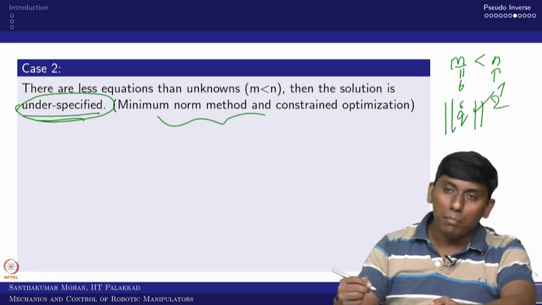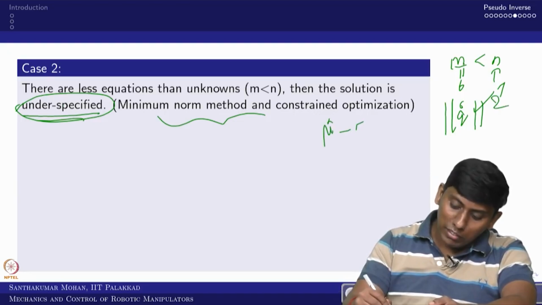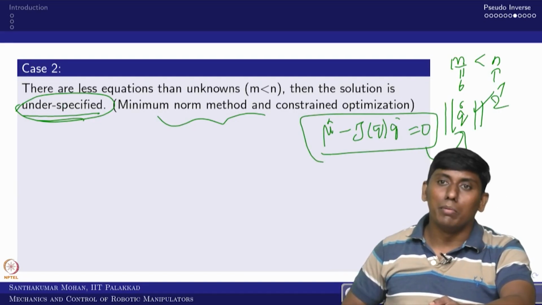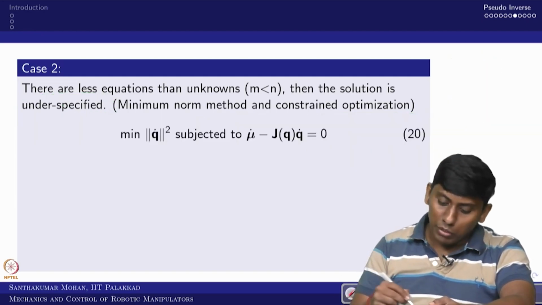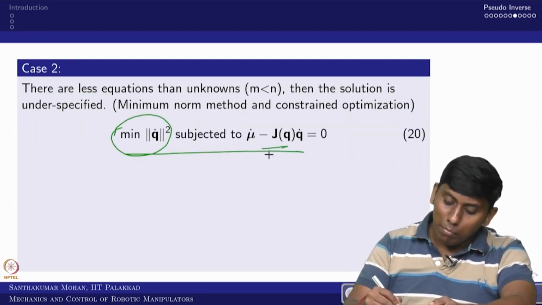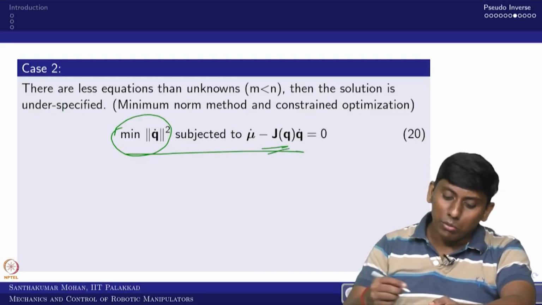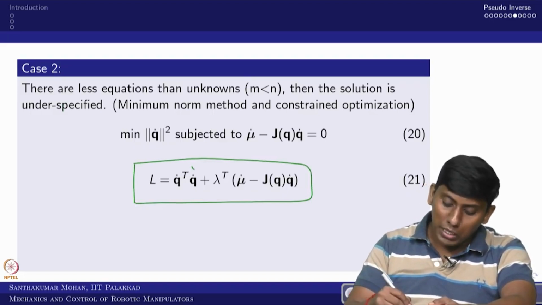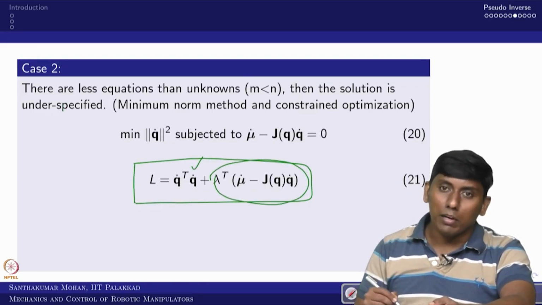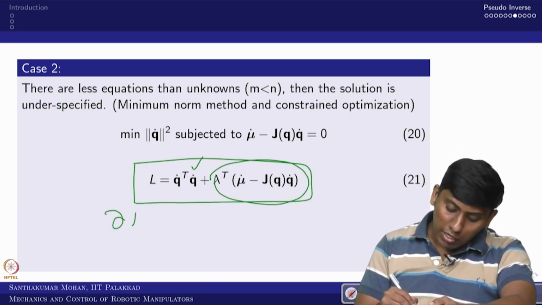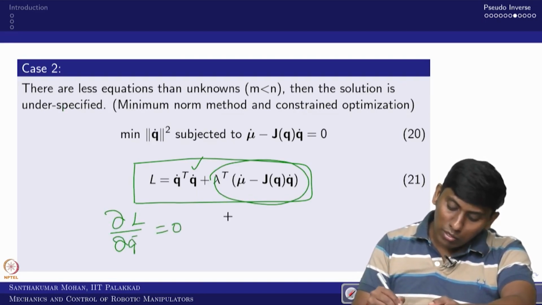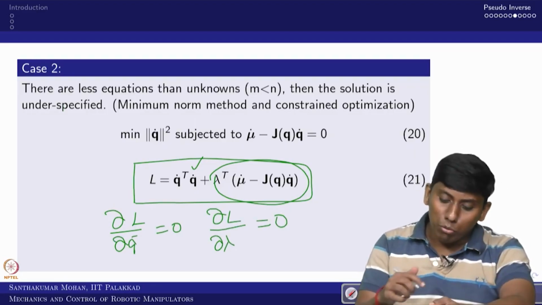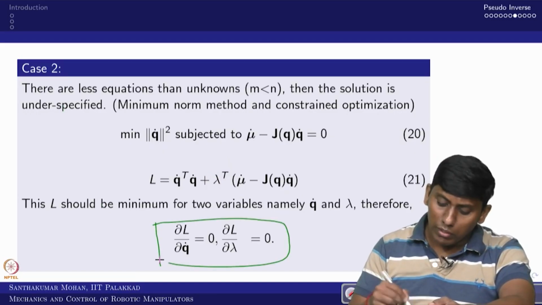You take the 2 norm, provided mu dot minus J of q into q dot equals 0. This is your constraint, and you are trying to minimize this objective with the help of this constraint equation. Then you can see the Lagrangian multiplier comes into the picture. Your objective function would include the constraint as well. Now there are 2 variables, so dou L by dou q dot is 0 and dou L by dou lambda is also 0. So, 2 equations and 2 unknowns, we can solve for the unknowns.